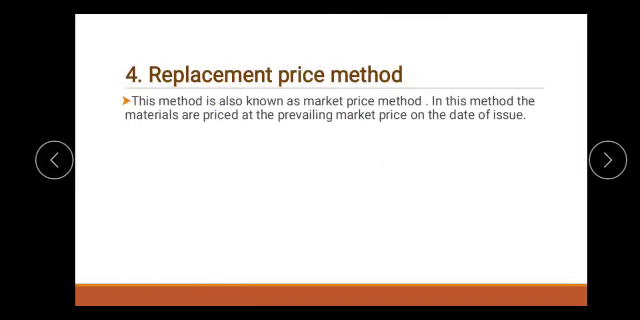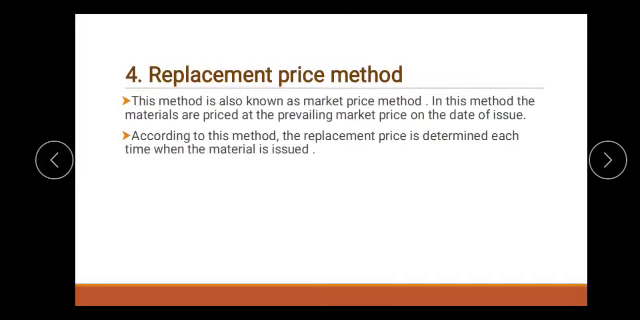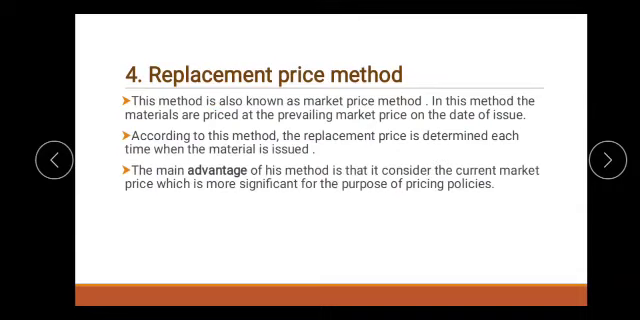Next method, fourth, replacement price method. This method is also known as market price method. In this method, the materials are priced at the prevailing market price on the date of issue. According to this method, the replacement price is determined each time when the material is issued. The main advantage of this method is that it considers the current market price, which is more significant for the purpose of pricing policies.